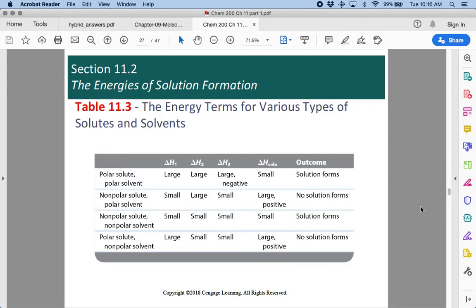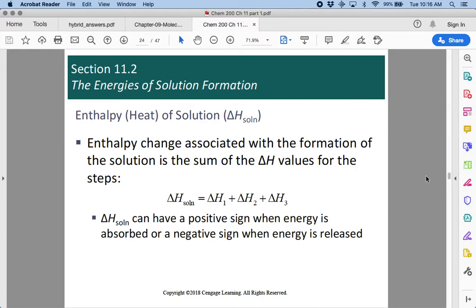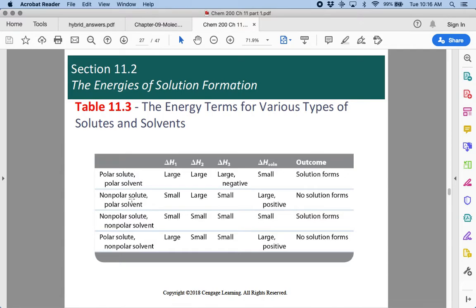So again, when we're looking at the types of solutes and solvents that we have, this is breaking it down into a little more of a logical thing, but it all comes back to this same general equation that we have here. If we have a nonpolar solute and a polar solvent, we know that like dissolves like, and these are not like to each other. So we would have a small delta H for part of it and a large delta H for another part of it, and for the third step it would be small, which means the overall would be large and positive, so no solution forms. Make sure you're comfortable with the logic of how we went through each of these steps as well.